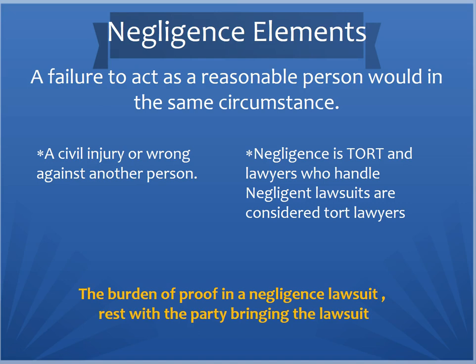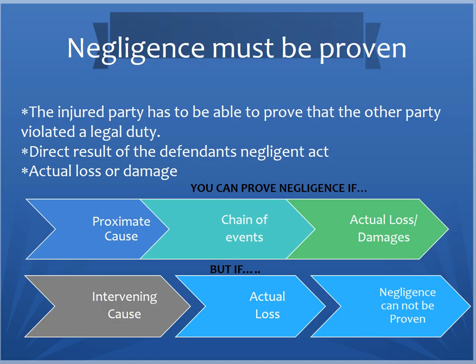And in order to prove negligence, there has to be certain elements involved. And essentially, it's up to the party bringing the lawsuit to provide the proof that a person was negligent for that act. So negligence has to be proven. The injured party has to be able to prove that the other party violated a legal duty. There has to be a direct result of the defendant's negligent act, and there has to be an actual loss or damage. The proximate cause, the initial cause, would lead to a chain of events that cause a loss or damage.